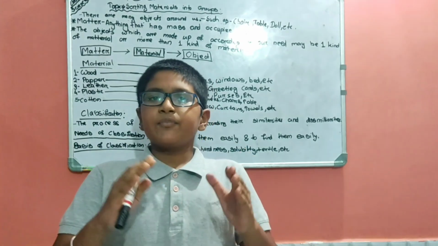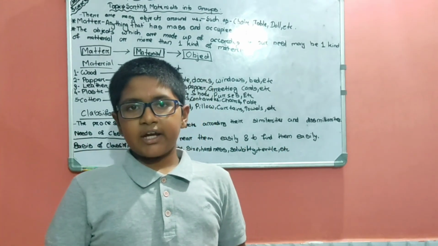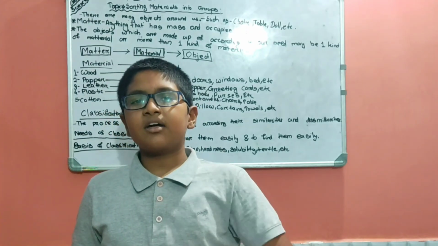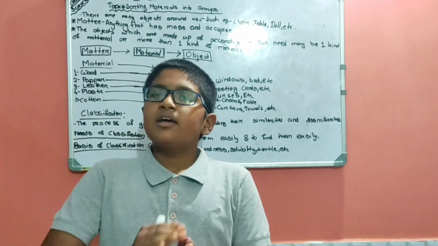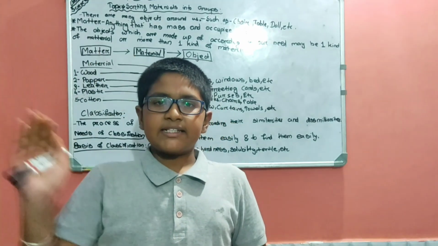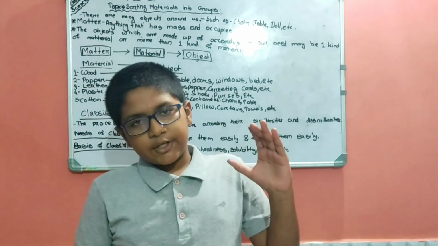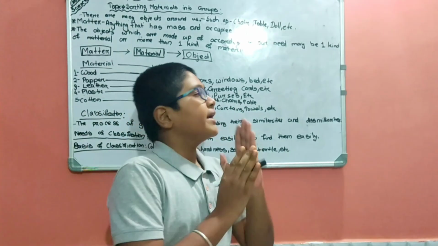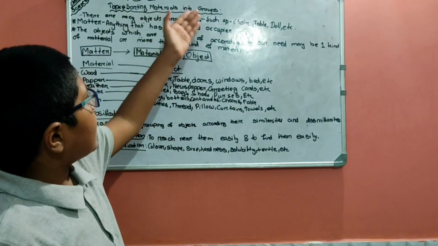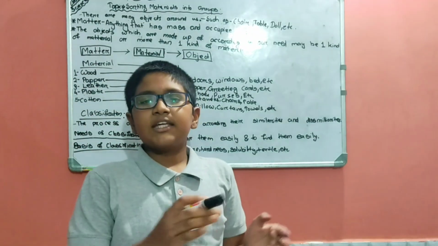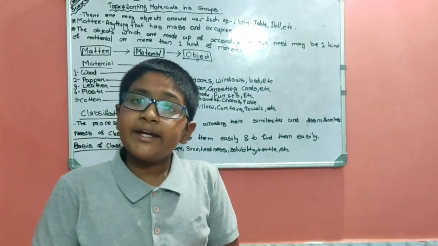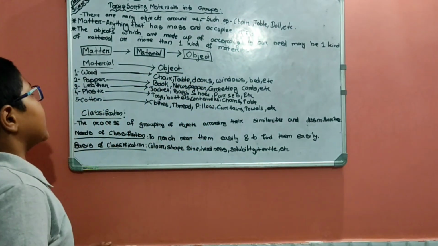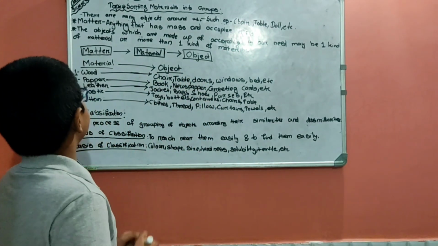It means when we go to the market and we want biscuits, we tell the seller, give me biscuits, then he easily goes to the biscuit shelf and takes it and gives it to you. It is a similar example of sorting into groups, which means keeping things in different places. Then let's start our chapter.